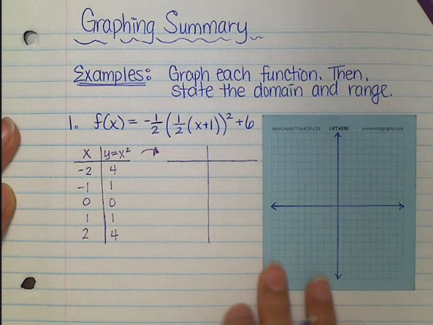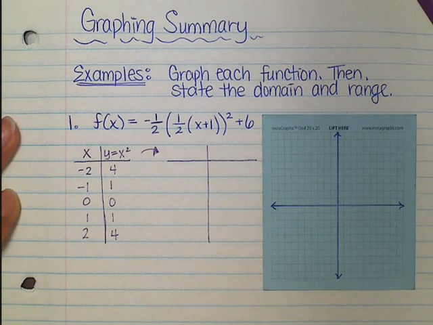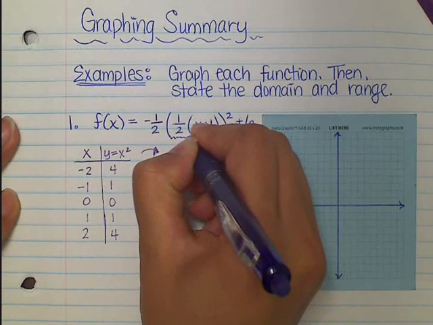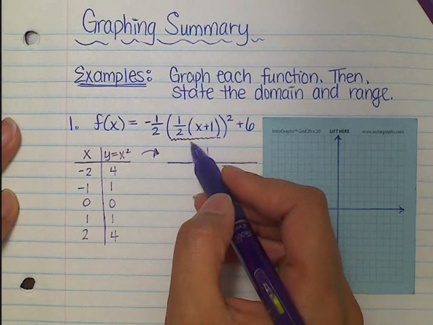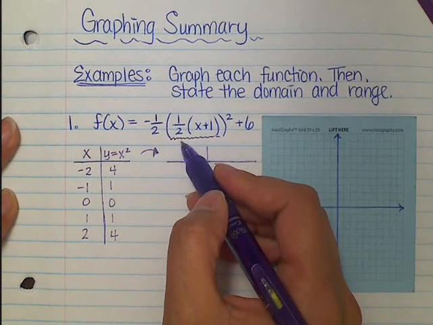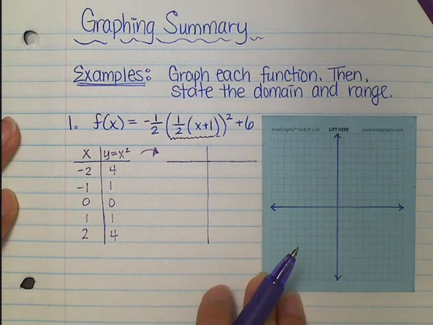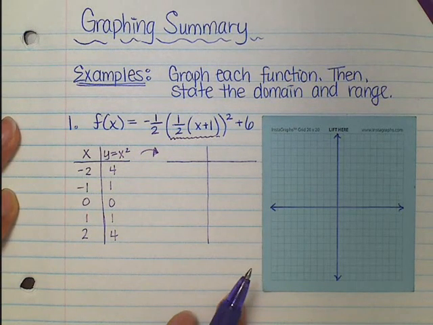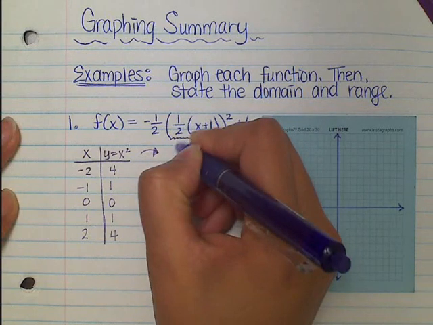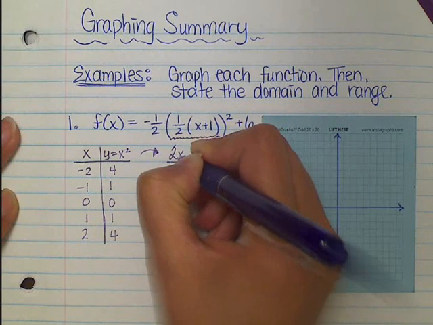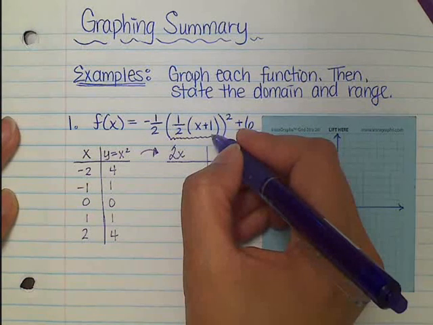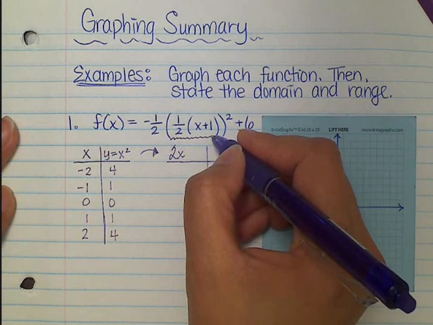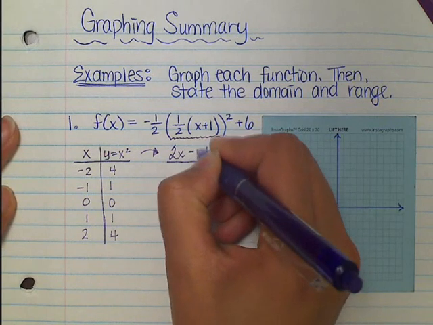Let's think about what's happening to the graph horizontally, and then we'll think about what's happening vertically. Horizontally, I'm looking inside the brackets before the function gets squared, and I can see that I'm multiplying by a half, which actually means that I'm horizontally stretching the graph by a factor of 2. Because of that, I'm multiplying all the x values by 2. And then the graph is being shifted to the left one. Because it's being shifted to the left one, I know I'm decreasing it by 1.